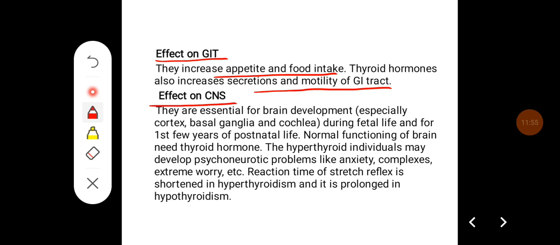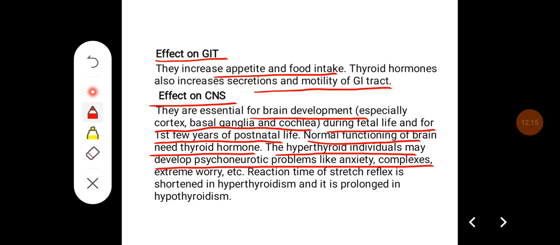Their effect on the central nervous system: they are essential for brain development, especially the cortex, basal ganglia, and cochlea during fetal life and for the first few years of postnatal life. Normal functioning of the brain needs thyroid hormone. Hyperthyroid individuals may develop psychoneurotic problems like anxiety, complexes, extreme worry, etc. Reaction time of the stretch reflex is shortened in hyperthyroidism and prolonged in hypothyroidism.